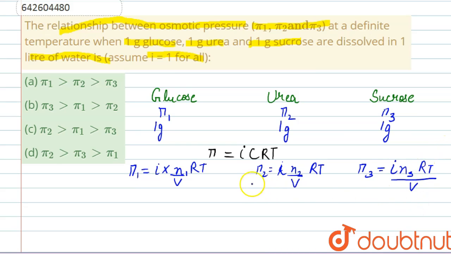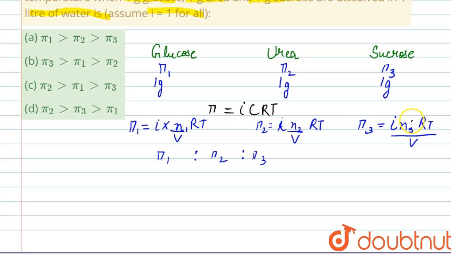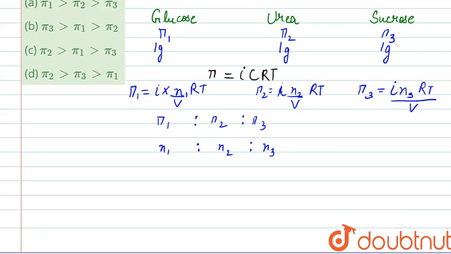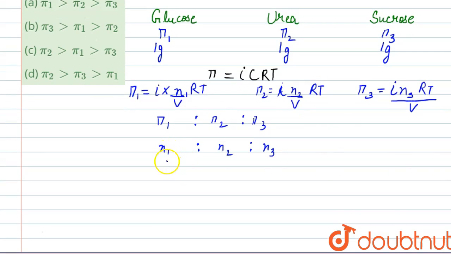Now if we compare these three and we take the ratios, we will get that pi 1 : pi 2 : pi 3 will be in the ratio of their number of moles, because i is the same, that is 1 for all, and we are given volume is also the same, that is 1 liter of water, and R is always constant, and we are given temperature is also constant. So the ratio will be of N1, N2 and N3. Now we know that number of moles is equal to the given weight over the molecular mass.